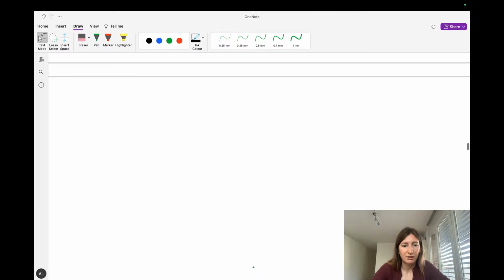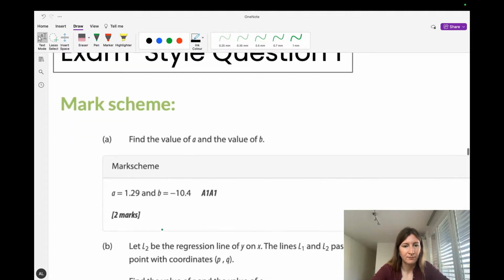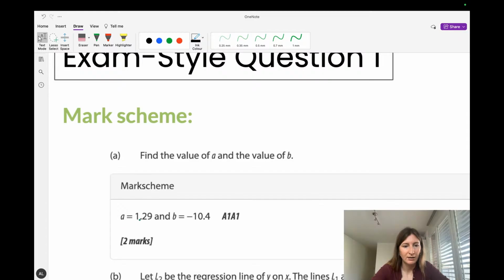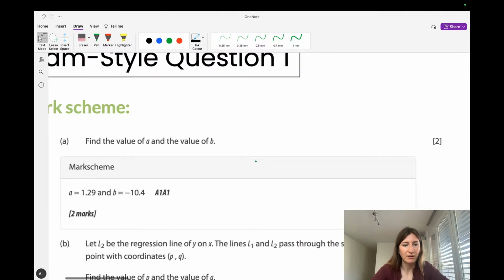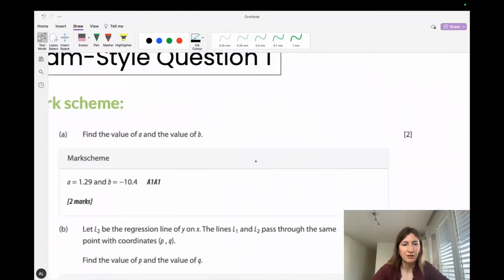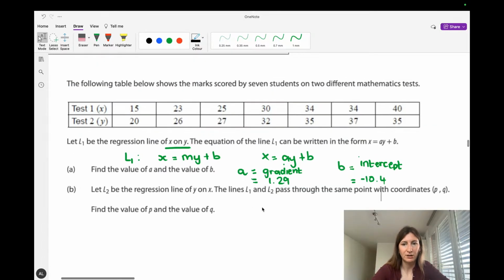So let's see what the mark scheme says. a equals 1.29 and b equals minus 10.4. So one answer mark for each of those. Only 2 marks, so no method is involved. Remember that you don't need to say, I use my GDC or I press these buttons. You don't need that.